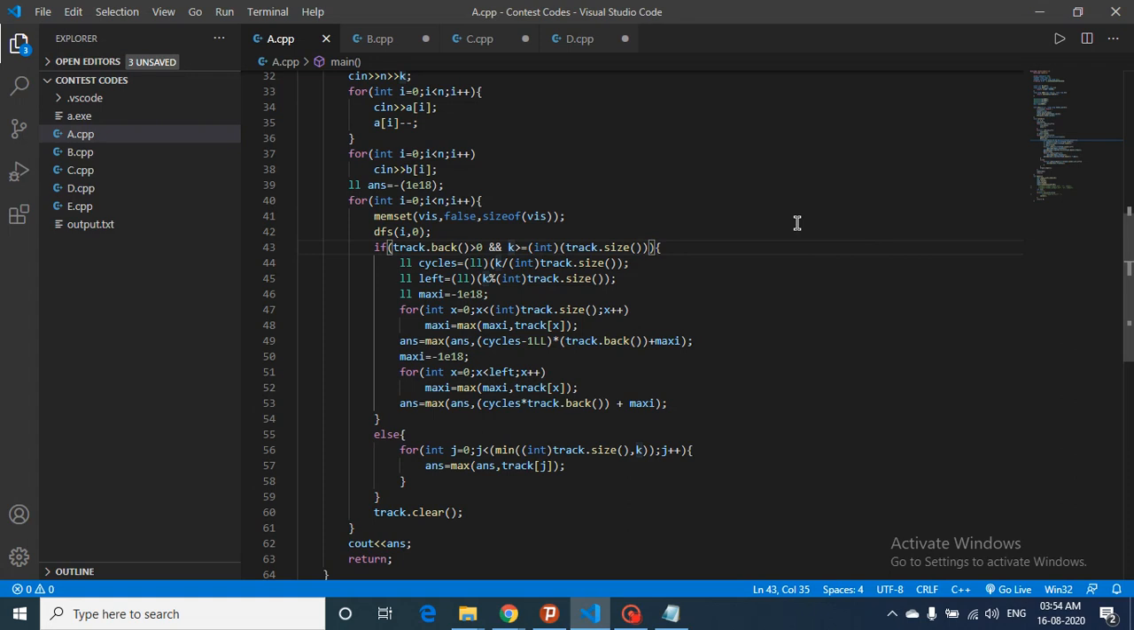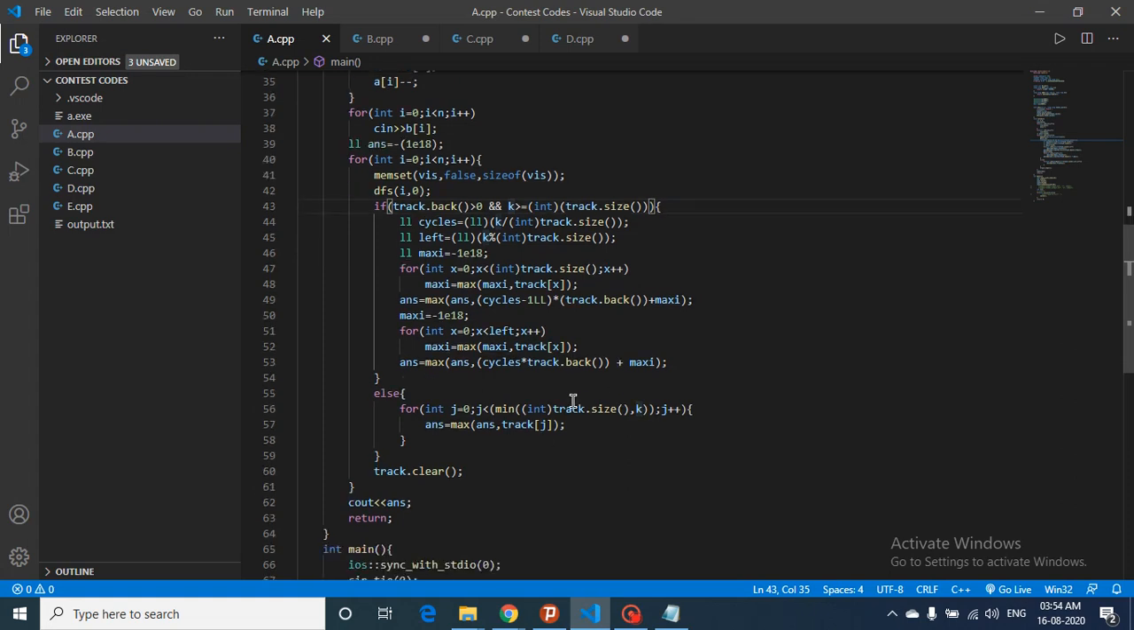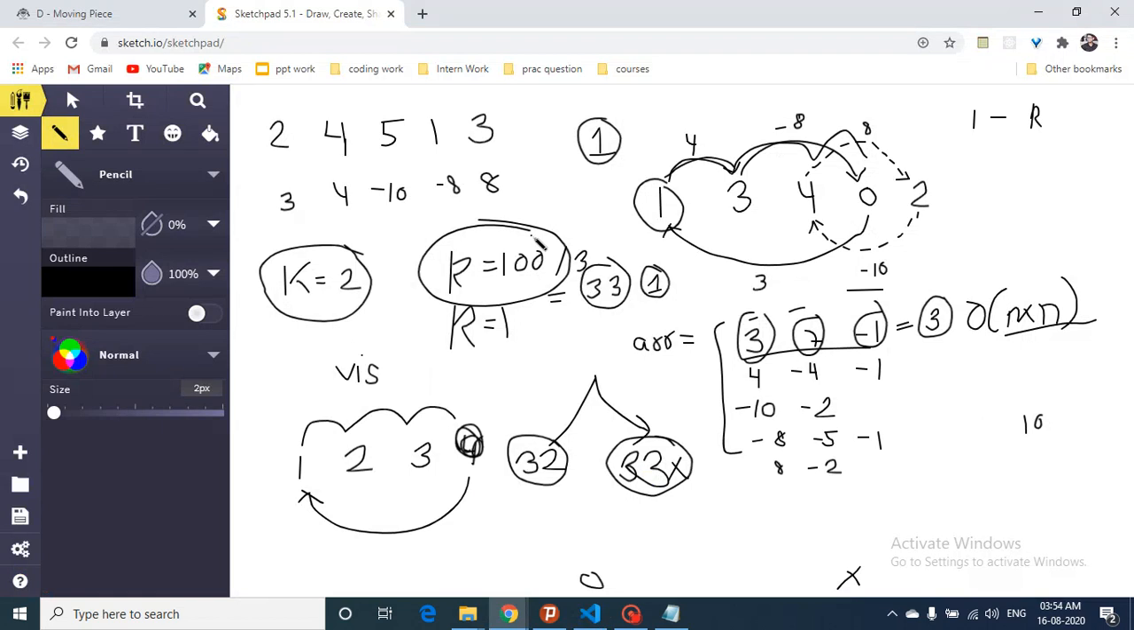Else, I can iterate over just the k positions or the track size and find the maximum among them. Otherwise, I will find out the total number of cycles I have. Cycles I can easily find as k divided by track size, and then the leftovers after those cycles. For example, if this is the k, then how many cycles I have, 3, and how many leftovers, 1.